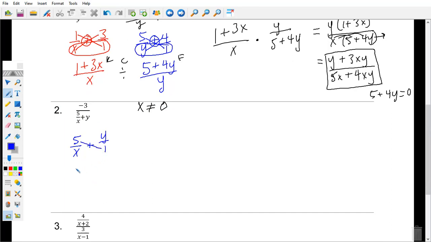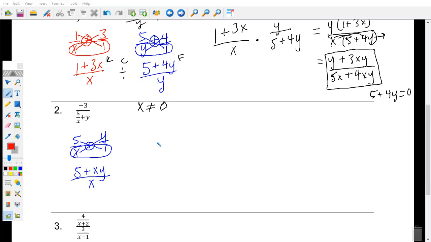5 times 1 is 5 plus x times y is xy. Can we cancel out the x? No, you cannot cancel out the x. Remember, you cannot cancel out across addition and subtraction.